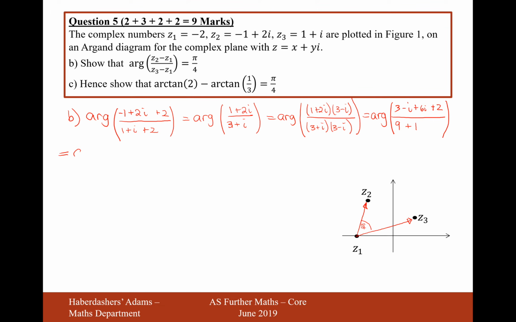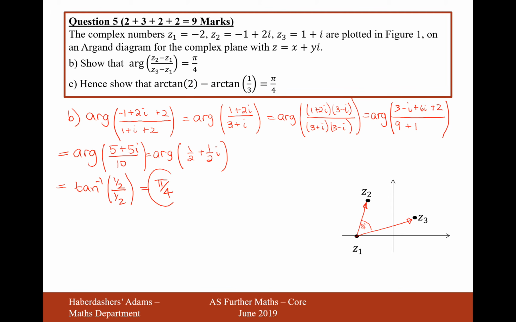So therefore this is going to equal the argument of 5 plus 5i over 10. Let's just simplify that. So that's going to equal the argument of a half plus a half i. So now we can work out what the argument of this is going to be: tan inverse of the imaginary part over the real part, which is going to equal pi by 4. So there we are, that's part B.